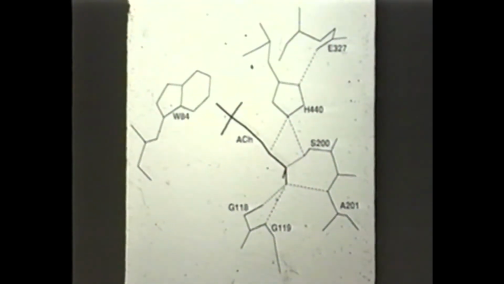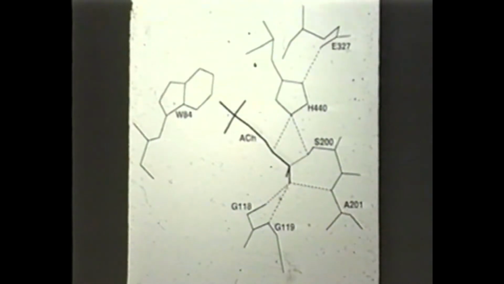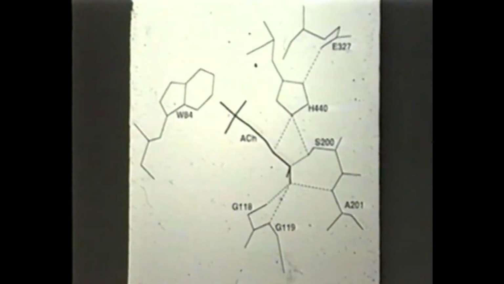This carbon and oxygen interacts with 3 nitrogen groups here to hold it in place, and the full chain of the acetylcholine is extended facing up to tryptophan 84 over here. And there was a great deal of chemical and mutagenic studies indicating that this particular tryptophan was involved in binding to the choline. But this was just a prediction.